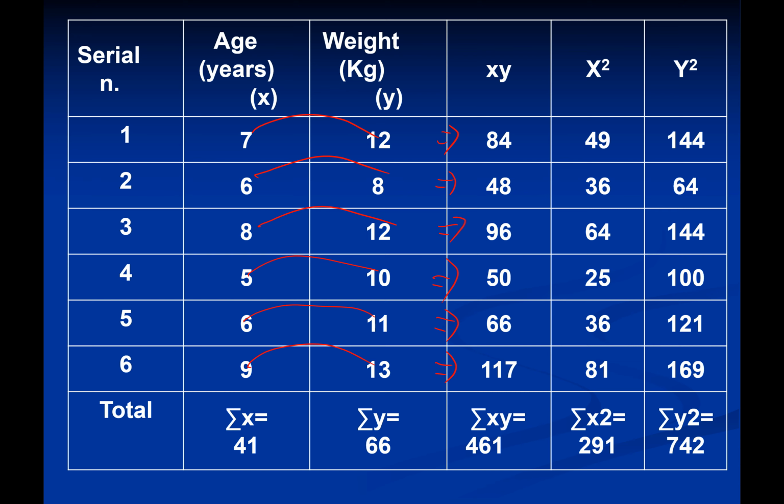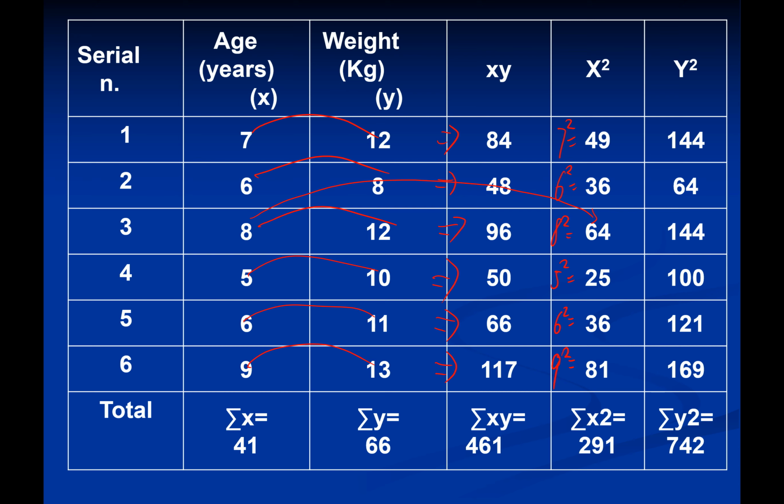And we also need to create x squared. 7 squared turns out to be 49. 6 squared is 36. 8 squared is 64. 5 squared is 25. 6 squared is 36. 9 squared is 81.